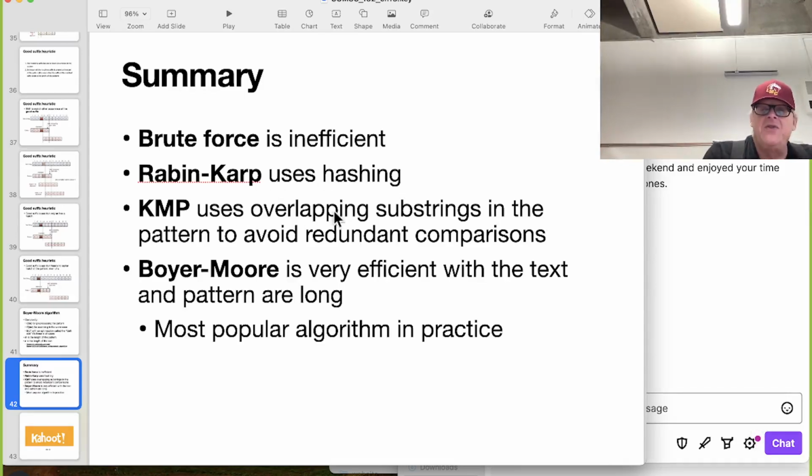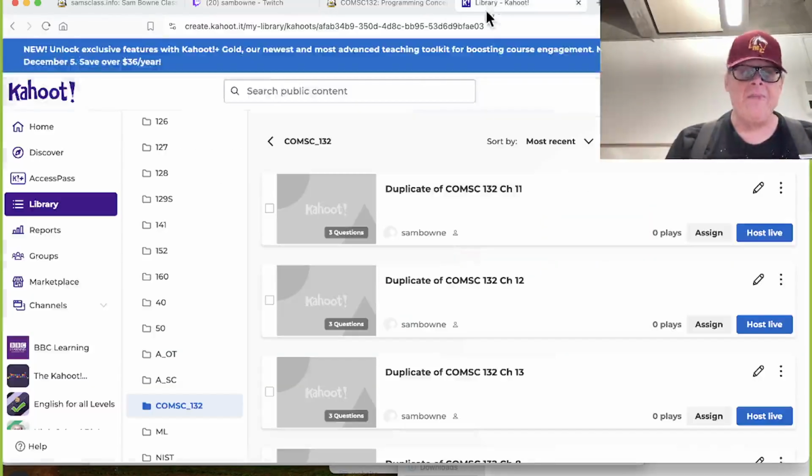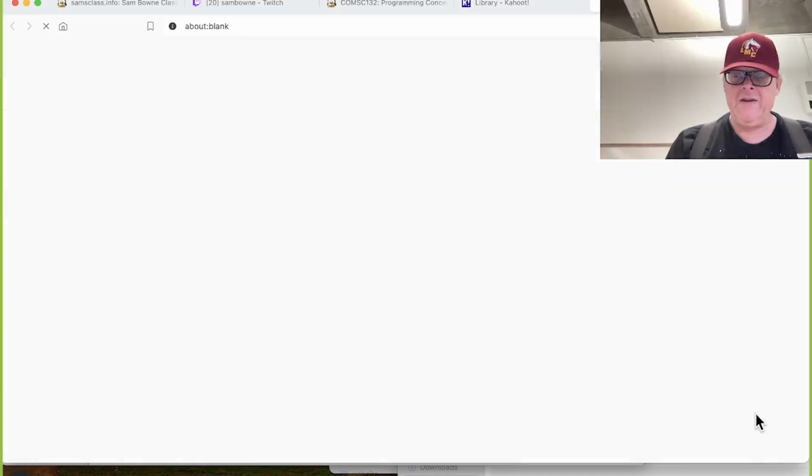Then KMP uses overlapping substrings in the pattern, and Boyer-Moore, as we saw, uses information about the mismatched characters in the text. And this is the most popular and apparently the most efficient in practice. That's the default, the Boyer-Moore. All right, so let's try some Kahoots. This is chapter 13, the last one.